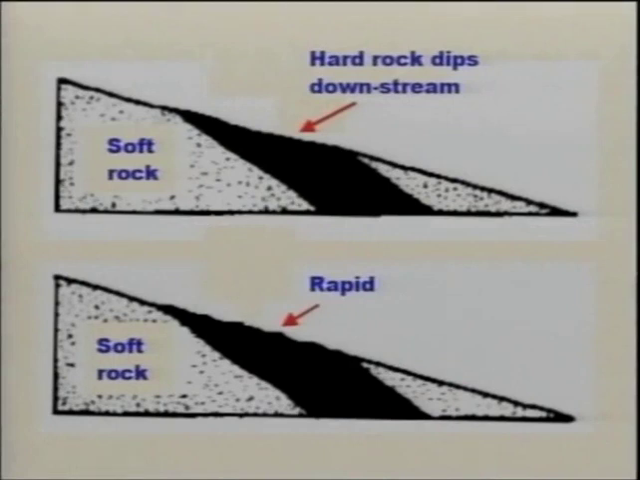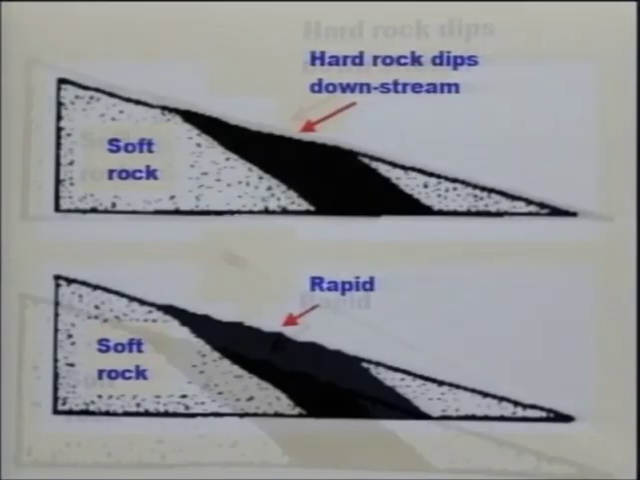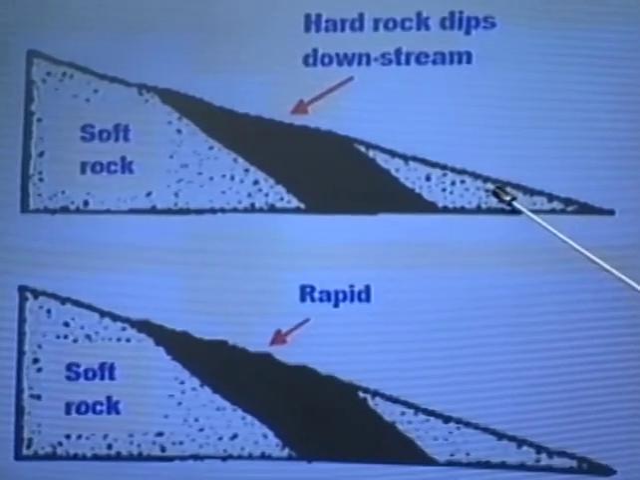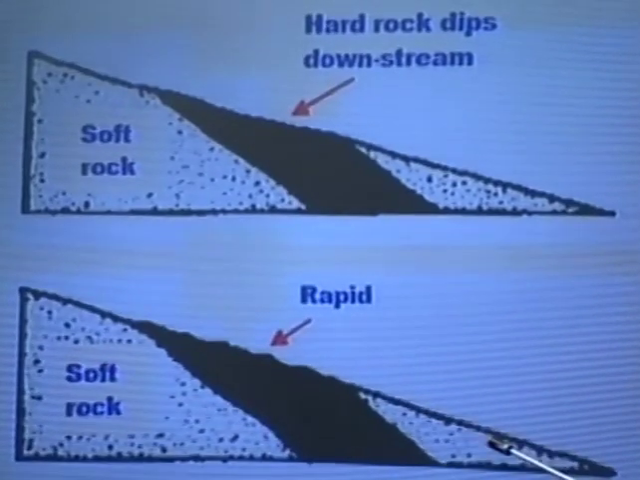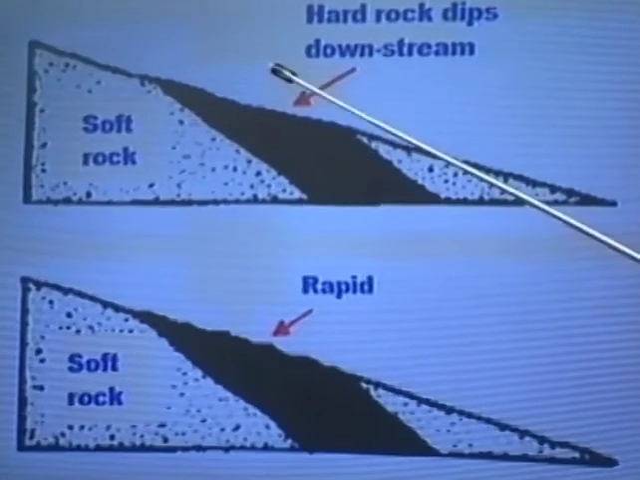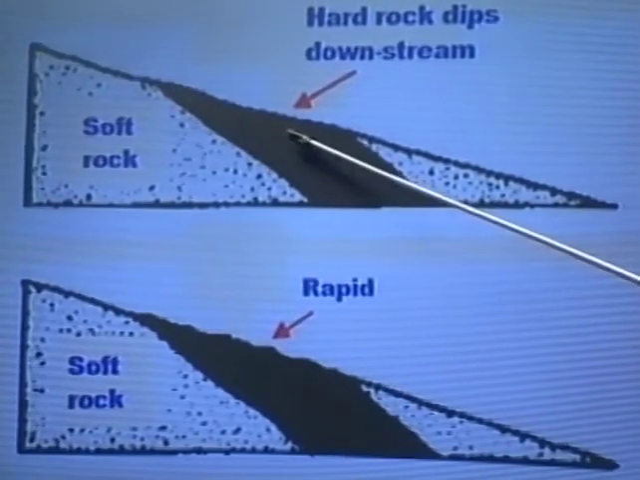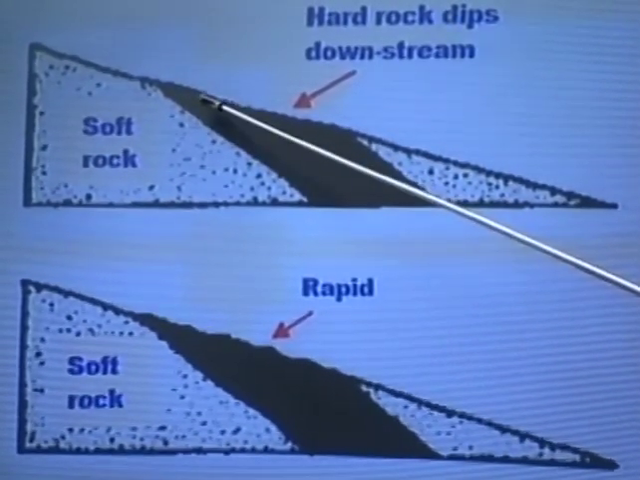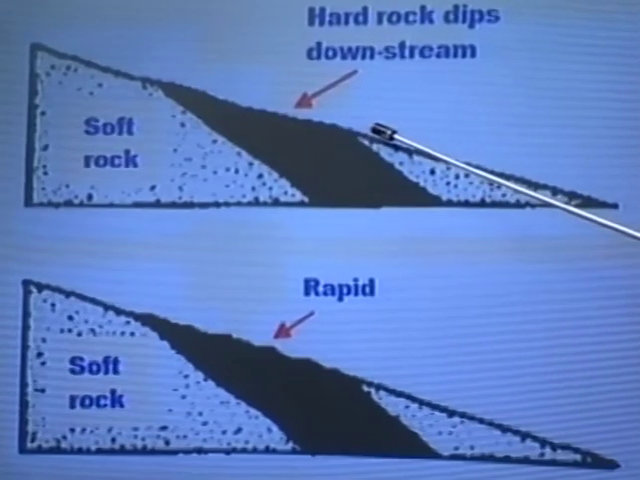The water is actually flowing down in this direction. Same for the second diagram. You have the soft rock. On the second diagram, the soft rock. The black area here represents the hard rock. Note that the dipping of that hard rock is actually downstream.